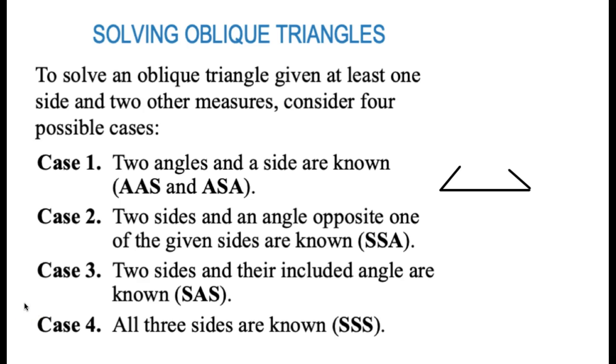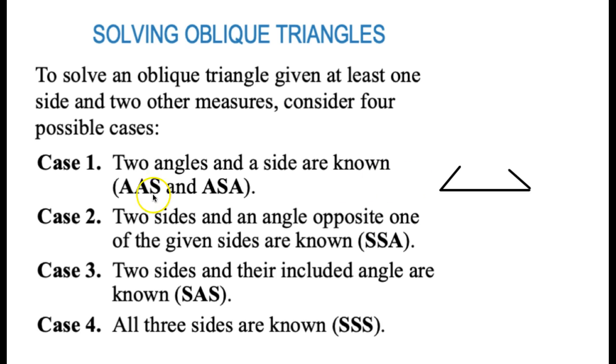All right, in this lesson, we are going to look at case 2 for solving oblique triangles. Remember, in the last lesson, we looked at case 1, where we knew two angles and a side of a triangle, and we had to find the other three pieces of information.